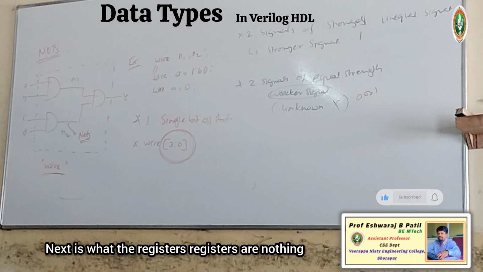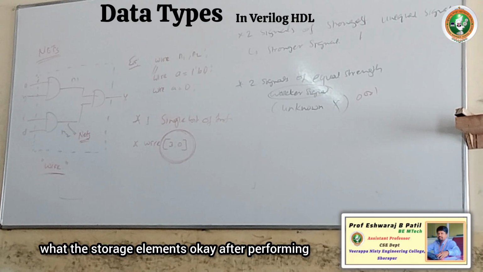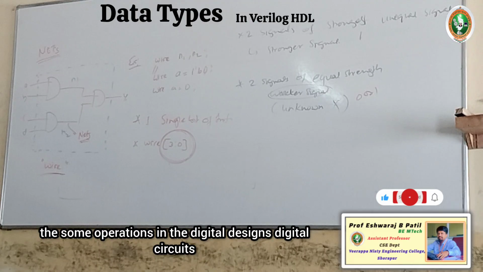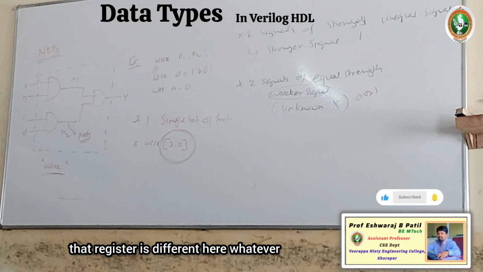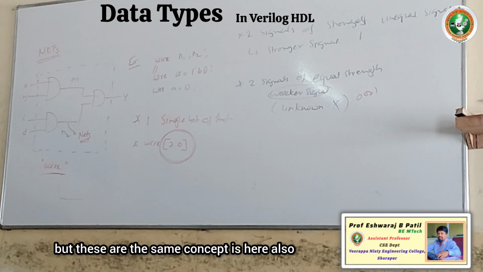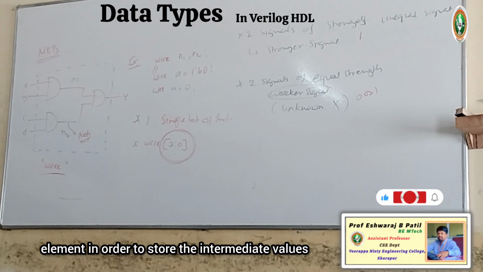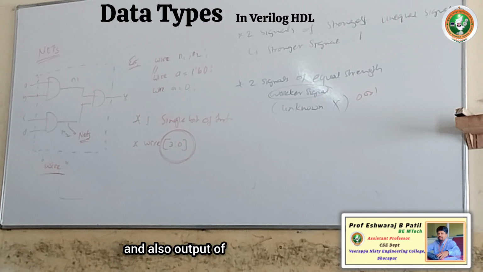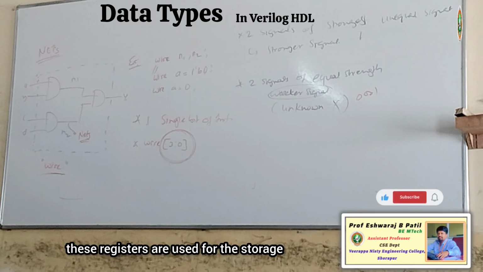Next is registers. Registers are storage elements. After performing some operations in digital circuits, if you want to send the values to the user, it goes through the registers. That register is different from what we studied in the microcontroller and microprocessor, but the same concept is used here as a storage element, to store the intermediate values and also the output of that particular digital design circuit.